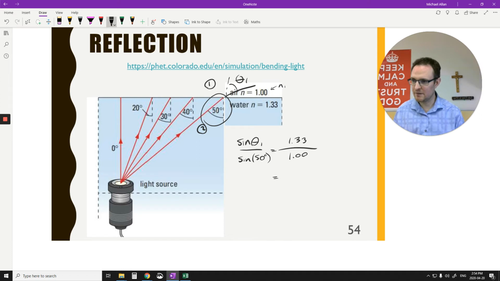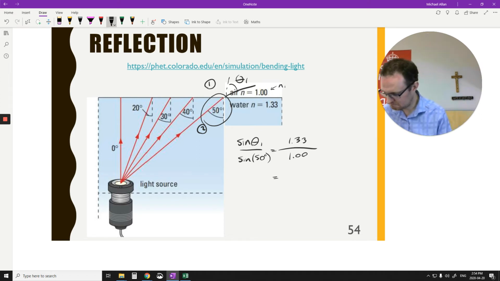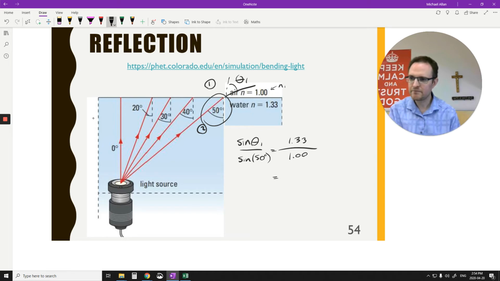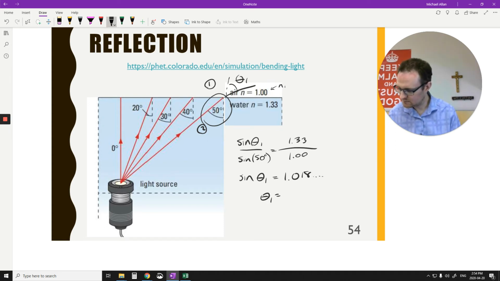So I'm just going to try to do the math here. So I'm going to go sine 50, times 1.33. And what I get when I do that is sine theta 1 is equal to 1.018... Now I try to take the sine inverse, and you're going to get an error. It says error domain on my calculator.